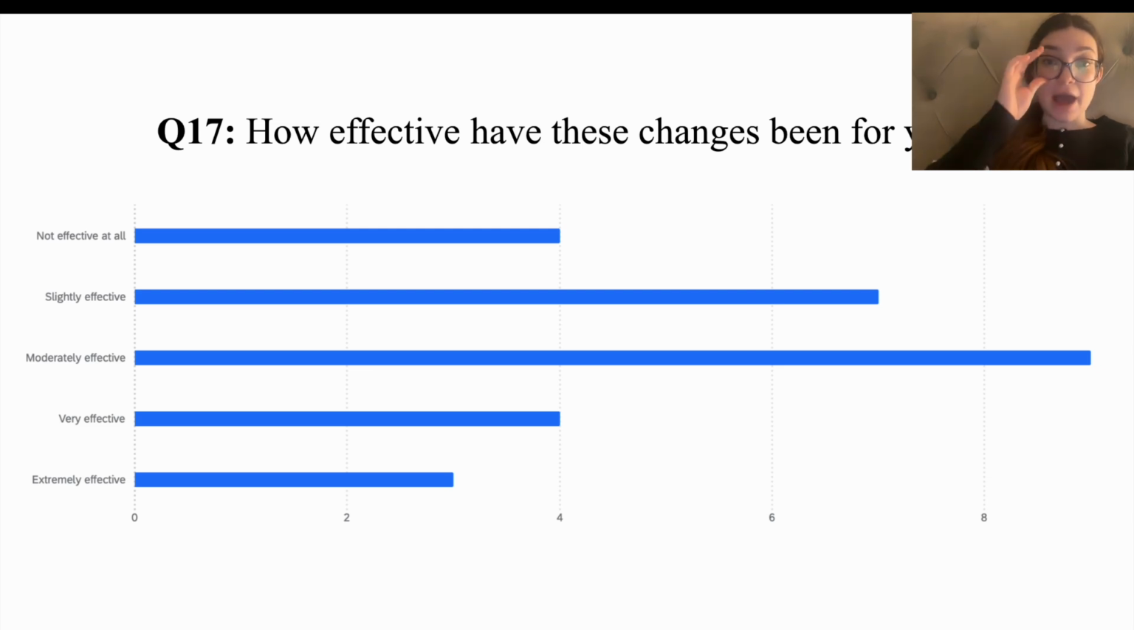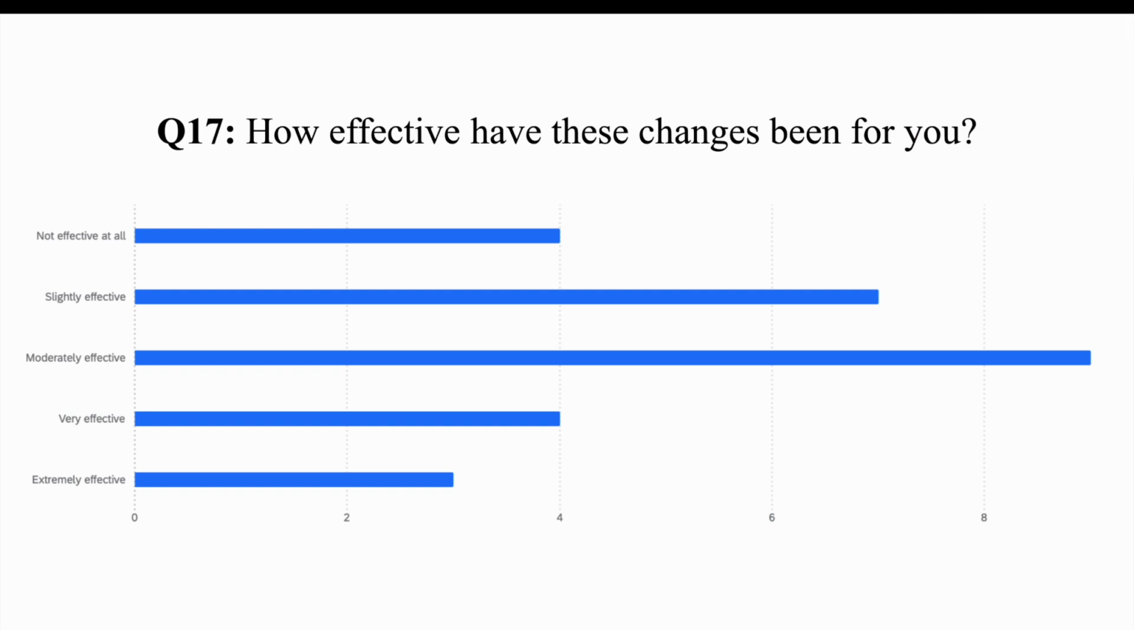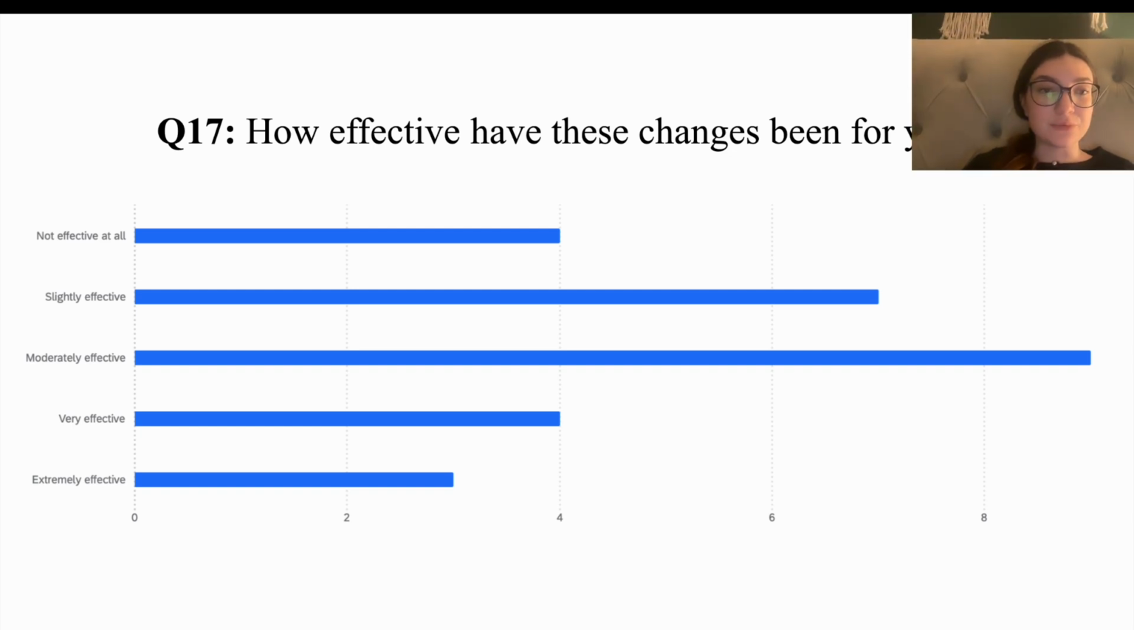Question 17. How effective have these changes been for you? As you can see, we have the majority of our answers being moderately effective. Most of our answers are skewed to the less effective side, as you can see. So we had 4 say it was very effective, 3 say extremely effective, 10 somewhat effective, 7 slightly effective, and 4 say not effective at all.